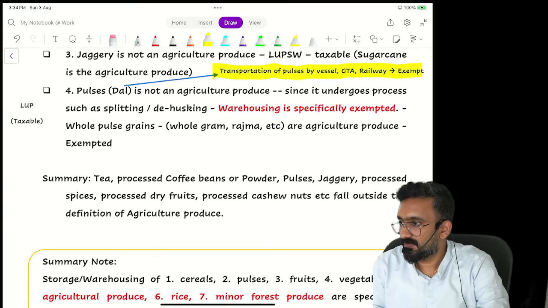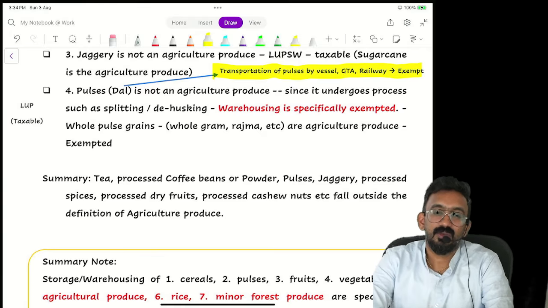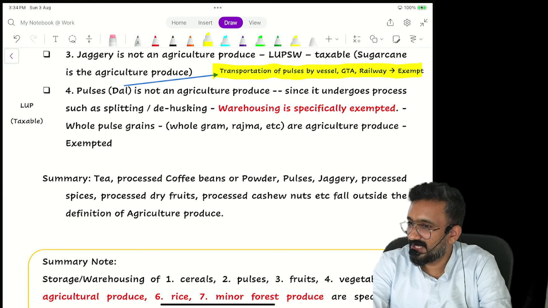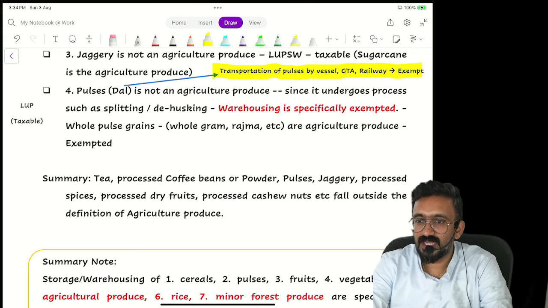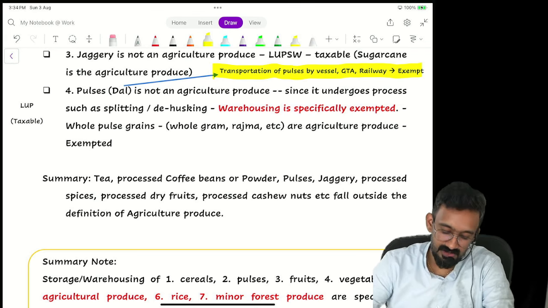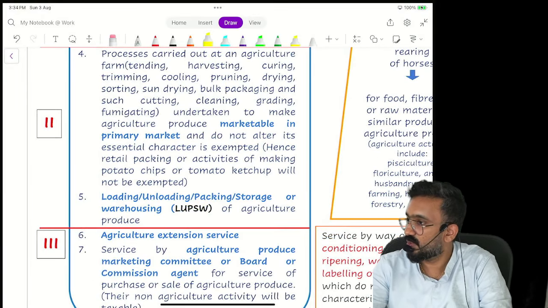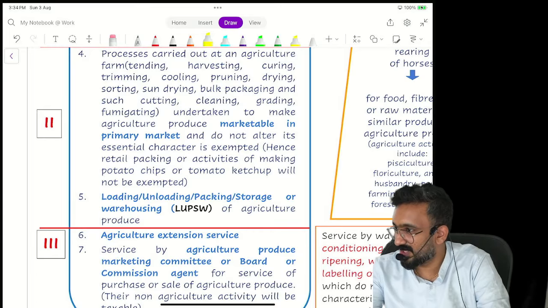Next question, what about LUPSW of pulses? Would LUPSW of pulses be taxable? Pulses are not agriculture produce. Because of that, will loading, unloading, packing, storage and warehousing of pulses get exemption under this entry? Point number 5. Will you get exemption? No, because this agriculture produce does not include pulses.